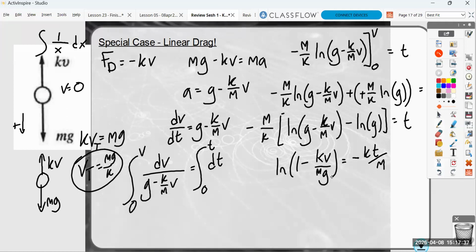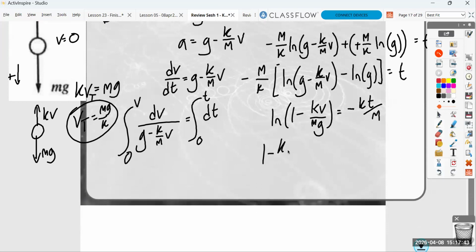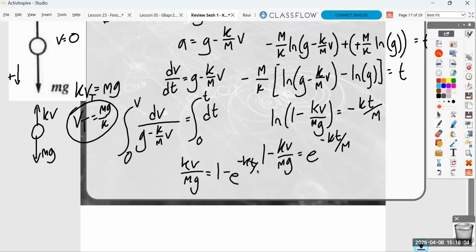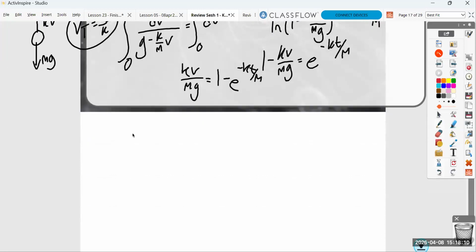And now I'm almost there. I'm going to do e to both sides. So I get 1 minus kv over mg equals e to the negative kt over m. Then with a little bit of algebra, I want to solve for v here. I'm going to kick that over to the other side. So I get kv over mg equals 1 minus e to the negative kt over m. And at long last, I get my actual function for velocity: v of t is going to be mg over k times 1 minus e to the negative kt over m.